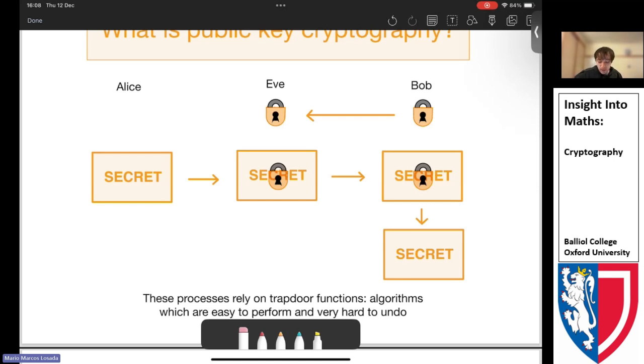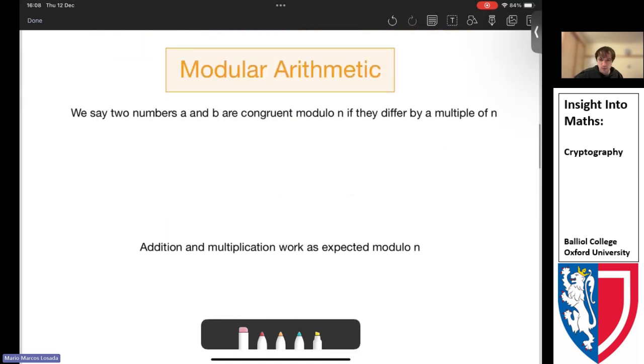The first trapdoor function I'm going to show you relies on something called modular arithmetic, which possibly many of you, or at least some of you, might have heard before. Modular arithmetic is basically the study of remainders. And it's a way of dealing with really large numbers when all we care about is actually quite small information.